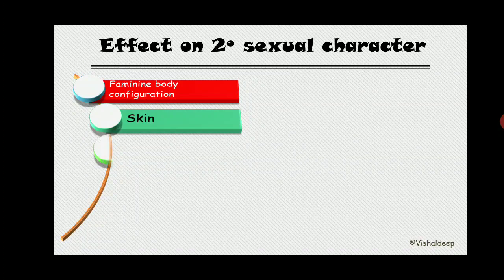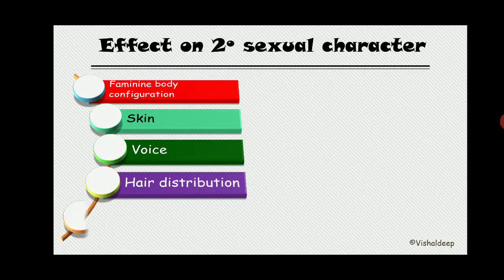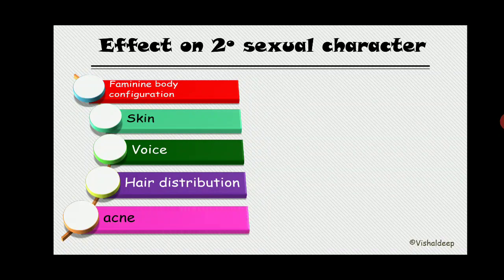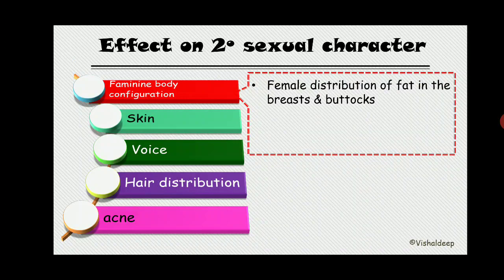Let's discuss one by one. First is the feminine body configuration, then the skin, then the voice, then the hair distribution changes, and the role in acne. As far as the feminine body configuration is concerned, estrogen causes female distribution of fat, basically in the breast and the buttocks. See, in females there is accumulation of fat inside the breast and buttocks, while in males the fat distribution is basically over the abdomen.